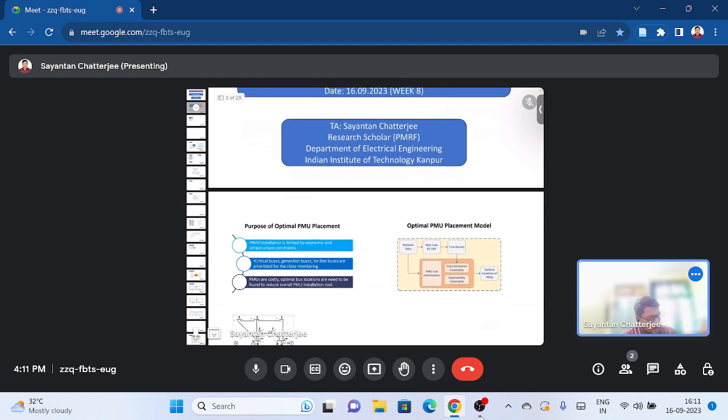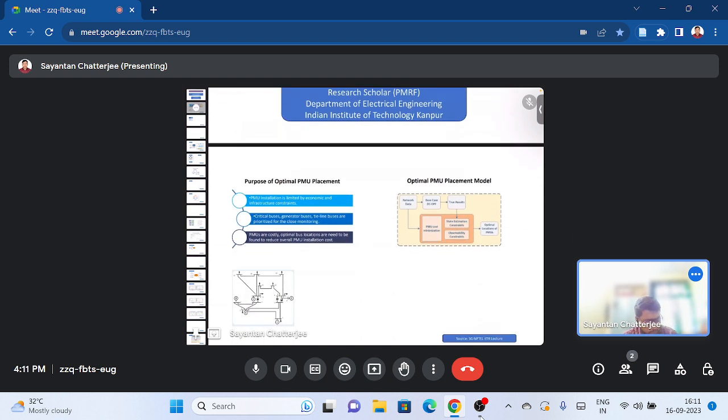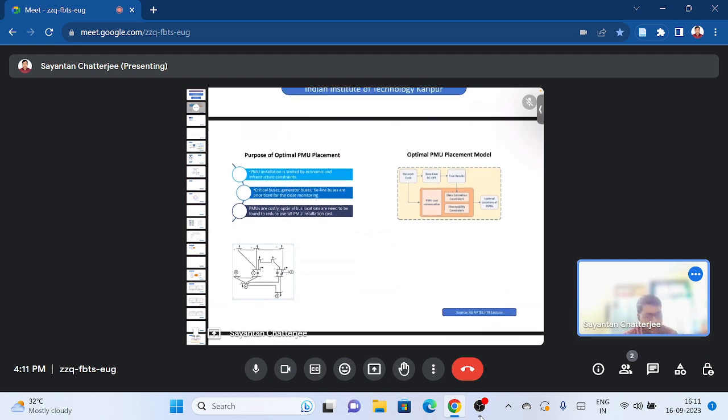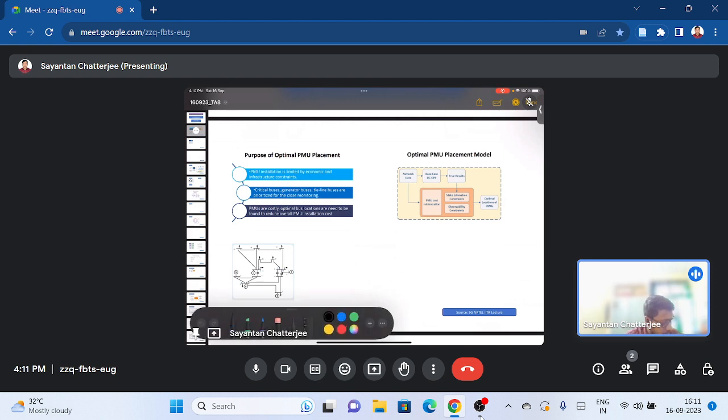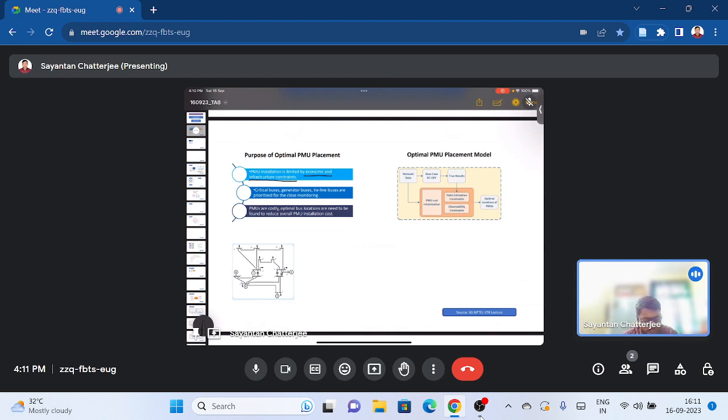Firstly, we will discuss the purpose of optimal PMU placement. Mainly, as I've already said, the economic limitation plays a major role here, along with infrastructural constraints. So PMU installation is limited on the basis of these.